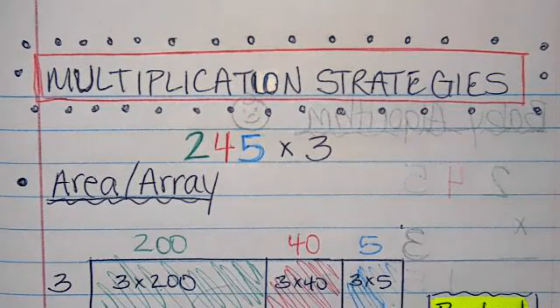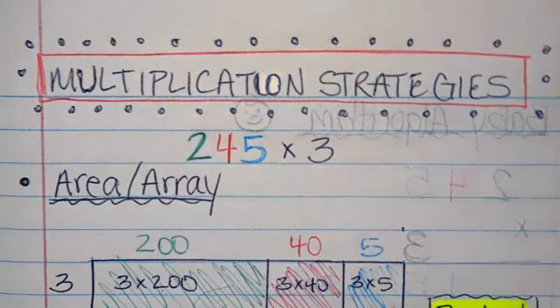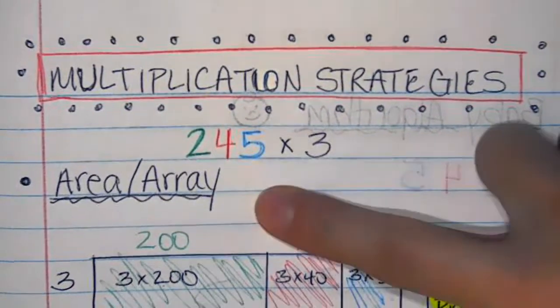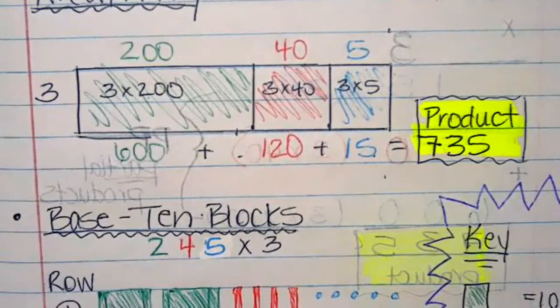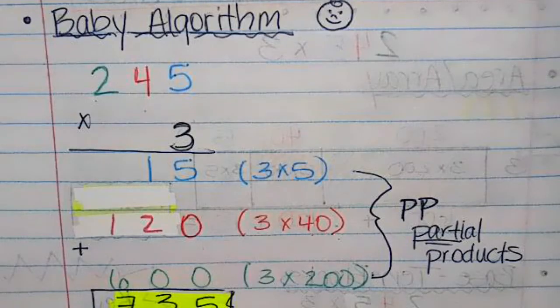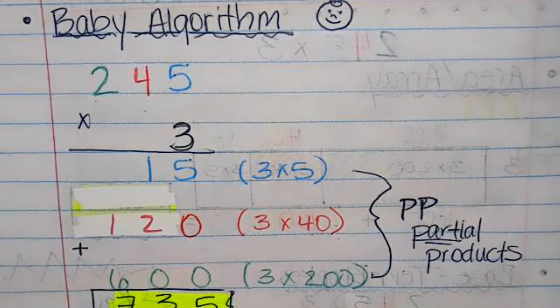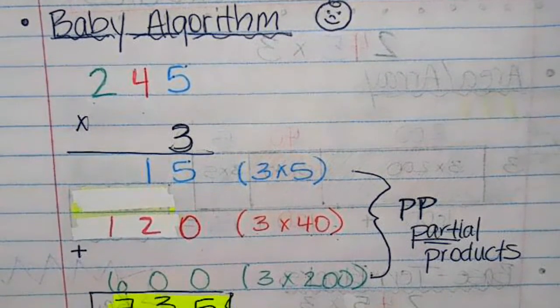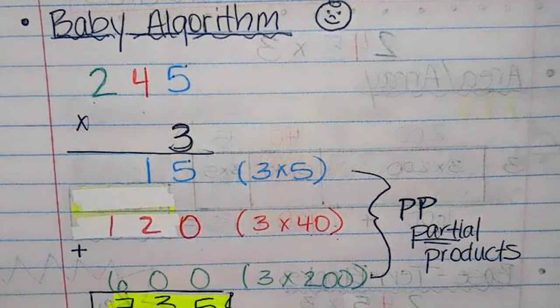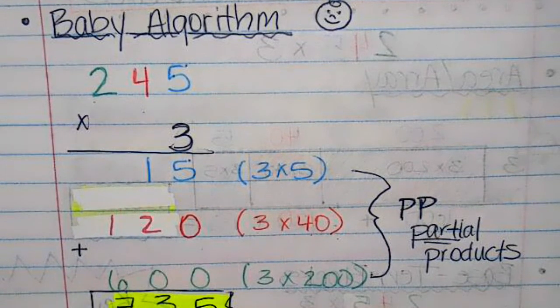Last time we learned, we used a couple different strategies to help us multiply. Remember, we used the area or the array strategy, where we had the area or array model. We had the base 10 blocks, where we drew out the base 10 blocks to help us multiply. And we also used what I like to call baby algorithm, where we take these baby steps up to the regular algorithm method that your parents or I may have learned when we were younger. So now we're just going to practice this yet again with different numbers.